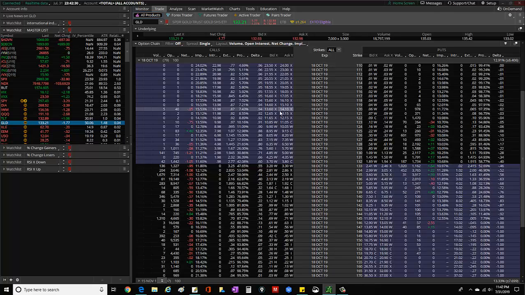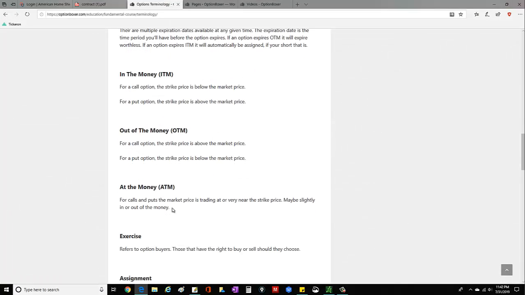A lower strike price will be in the money for calls. A lower strike price for puts will be out of the money, and a higher strike price for puts will be in the money. So just make sure you're aware of that.